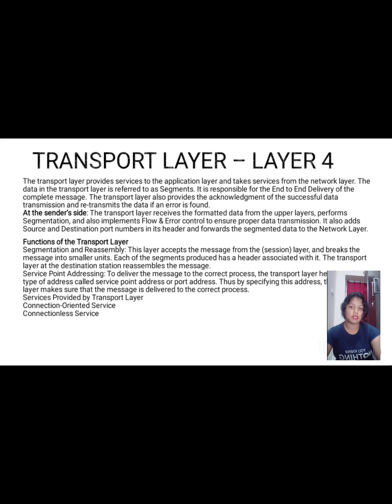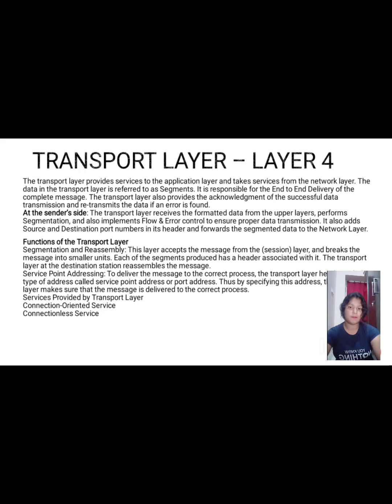At the sender side, the transport layer receives the formatted data from the upper layer, performs segmentation, and also implements flow and error control to ensure proper data transmission. It also adds source and destination port numbers in its header and forwards the segmented data to the network layer. Functions of the transport layer are segmentation and reassembly, and service point addressing.